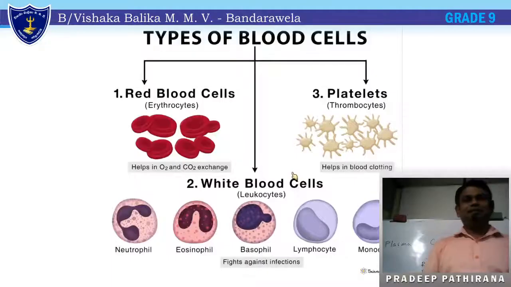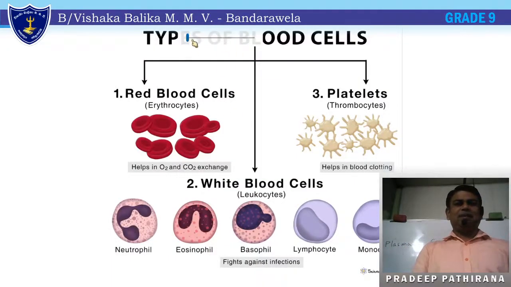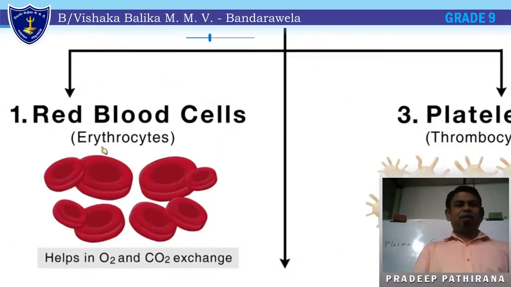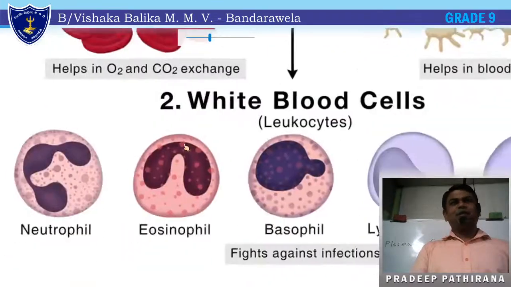Again, see the screen here. Then types of blood cells. Red blood cells or erythrocytes help in oxygen and carbon dioxide transportation, mostly oxygen, some amount of carbon dioxide. Carbon dioxide mostly travels through blood plasma. Remember that.